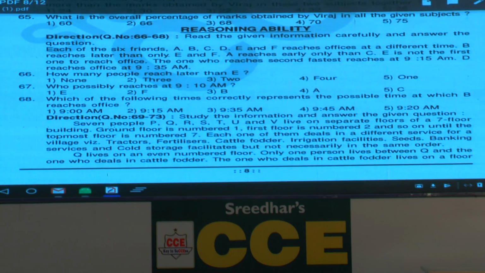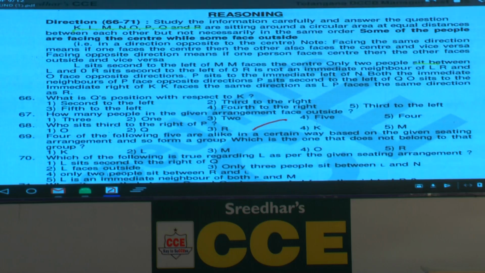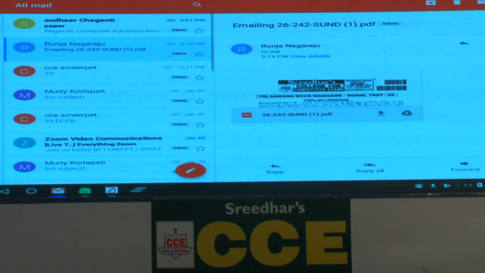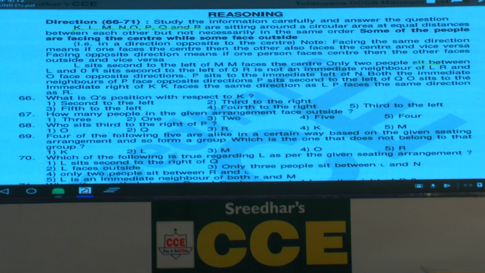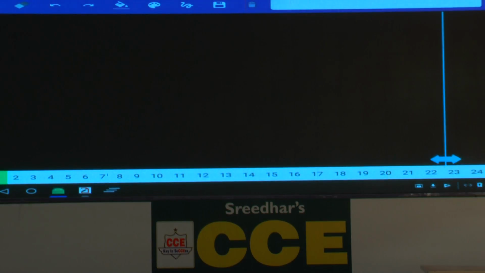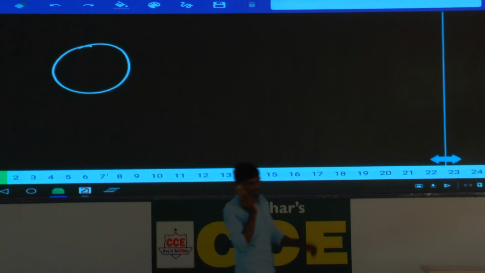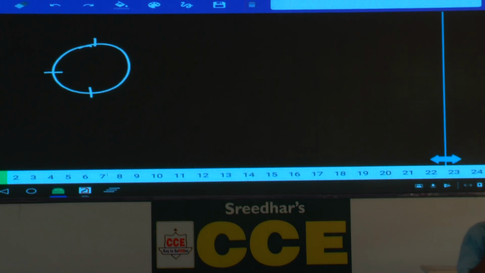Question number 66 to 71. Then L sits second to the left of M. L is seated second to the left hand side of M, and this M is facing towards the center. Now 8 persons are there. These 8 persons are seated around this circular table. Some of them are inward and some of them are outward.